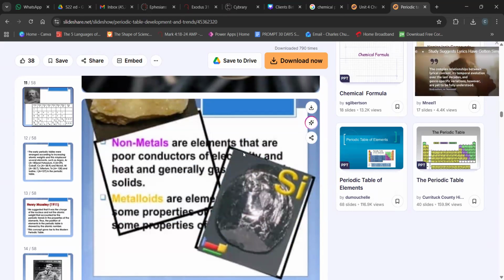Okay, so this is what I was talking about. The non-metals are elements that are poor conductors of electricity and heat, and generally gas and solid.